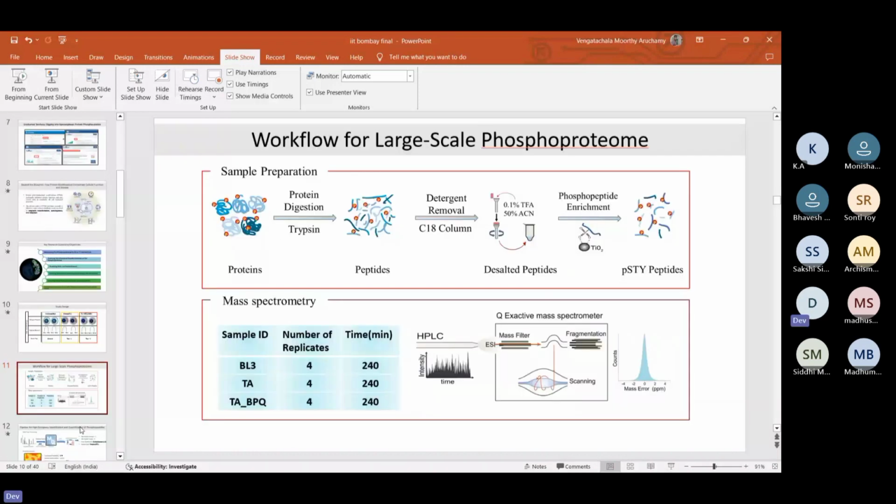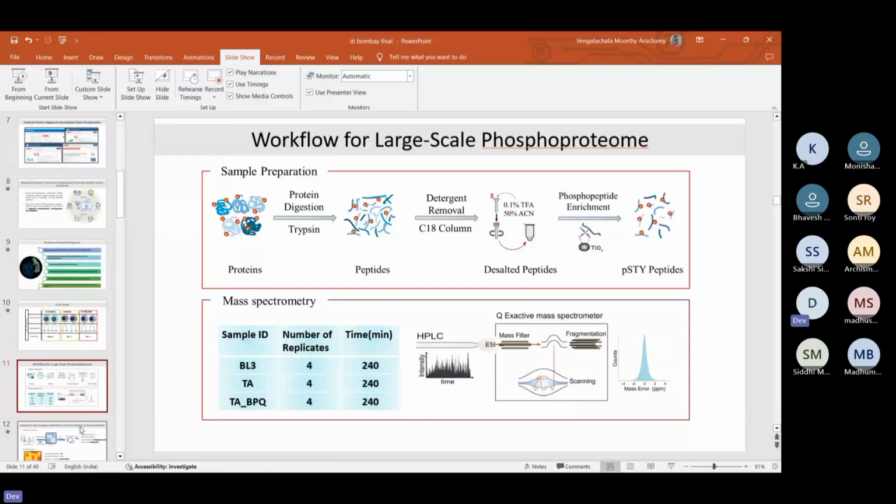So coming to the workflow, we started with whole protein. We started with 2 mg to 5 mg of protein, followed by protein digestion using trypsin. Then detergent removal was done using a C18 column. The C18 purified peptides were further taken for phosphopeptide enrichment. We used a titanium dioxide enrichment kit from Thermo Fisher to enrich our phosphopeptides.